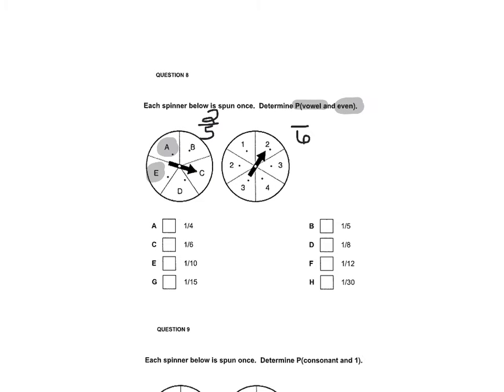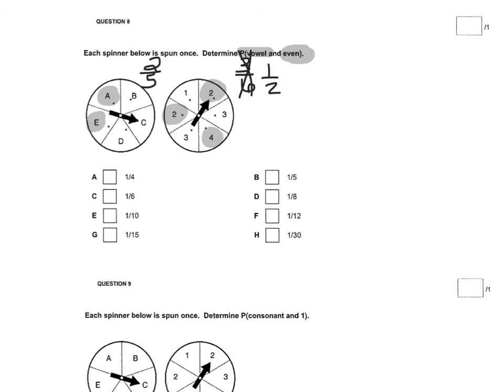And on spinner 2, the probability of an even number. So that would be 2, 2, 4. Okay, so 3 out of 6, which we know can reduce down to, oh my gosh, 1/2. Okay, and with those two fractions, those two probabilities, we're going to multiply those together. So 2/5 times 1/2. 2 times 1 is 2, 5 times 2 is 10.